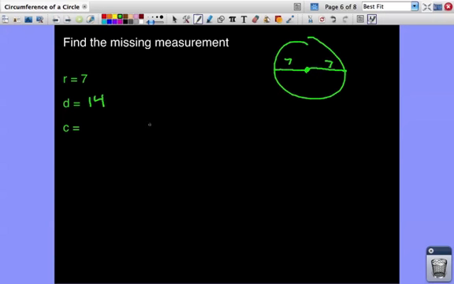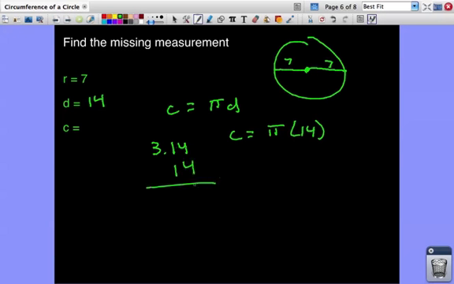Now, to find my circumference, I just use one of my formulas. And I'm going to use a formula of circumference equals pi times my diameter. Okay, because that's just the easiest one to use. So I need to do 3.14, pi times 14, so 3.14 times 14. Okay, and when I do that, I'm going to get 43.96, or 43 and 96 hundredths. So my circumference equals 43 and 96 hundredths. And I'm done. That problem's all finished.